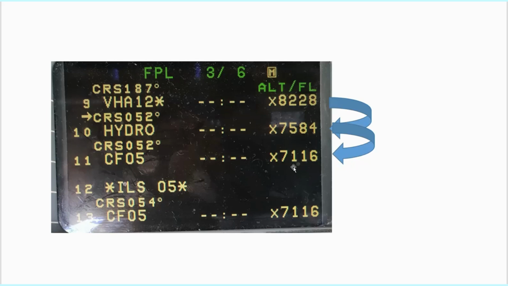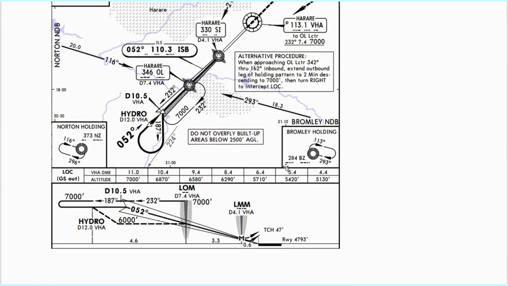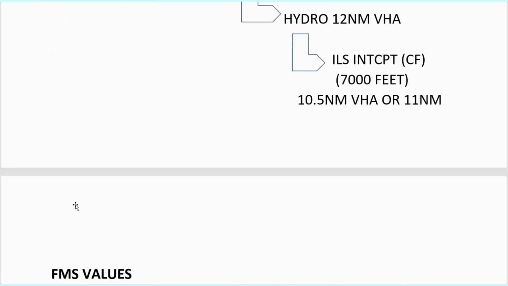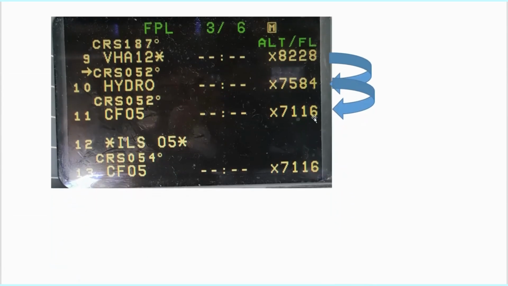You can see all these figures are very high. These figures are very high because the plate wants you to intercept the ILS at 7,000 feet, whereas the FMS is going to make you intercept the ILS at 7116 feet. So you'll come quite high. Okay, so now the question is, how do I program a smooth continuous descent final approach 3-degree profile? Okay, so let's have a look at that.